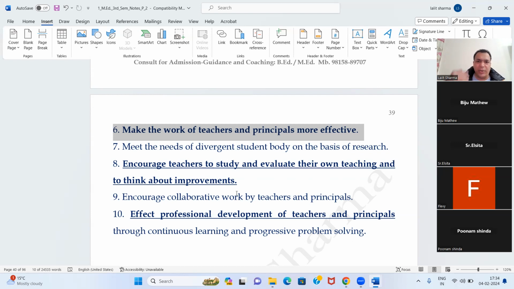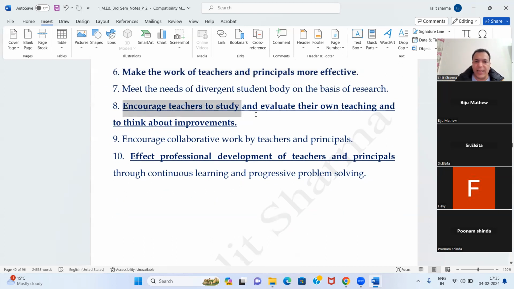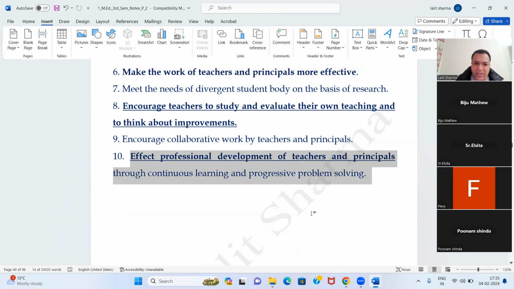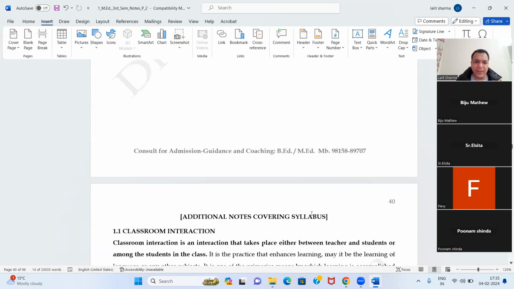So I'm also making that. In this year, 3-4 days back, I was thinking that I have to make at least 3-4 more scales this year. At least this is my target up to 2025. So being a teacher, you should work on it, guys. Only then can you improve your teaching. 8th point is it encourages teachers to study and evaluate their own teaching and to think about improvement. And the last is effective professional development of the teacher and principal through continuous learning and progressive problem solving.